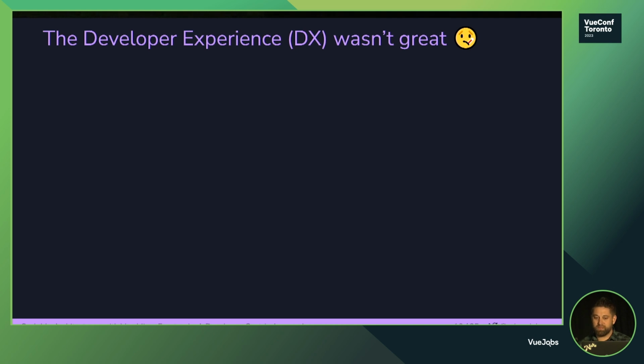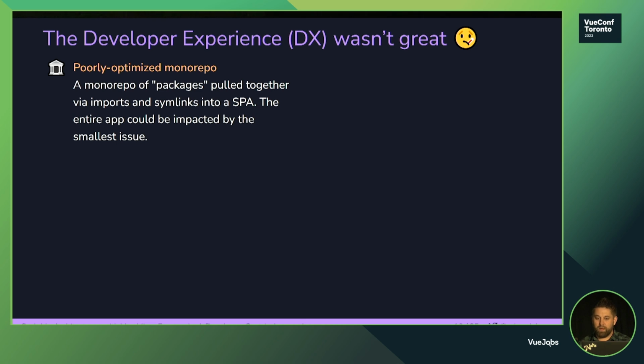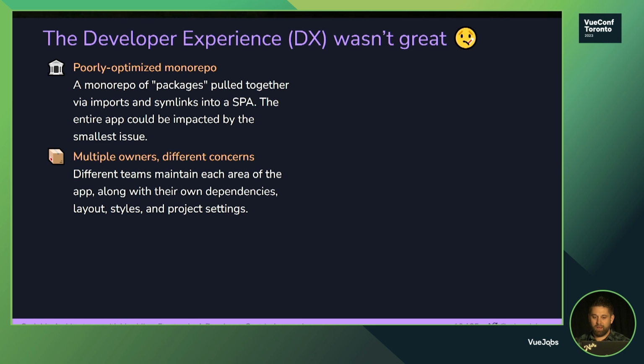First and foremost, again, the developer experience was just bad. We had a monorepo of packages pulled together via imports and symlinks into an SPA, and the entire app could be impacted by the smallest issue. You could literally change an input and, in a totally different product area, tests may start failing. Things were very unstable. We had multiple owners with different concerns, right? Different teams maintained each area of the app. Each team would put in their own layout, variations of styles, different project settings, and different linting settings, and this caused a little bit of chaos depending on where you were working inside the app.